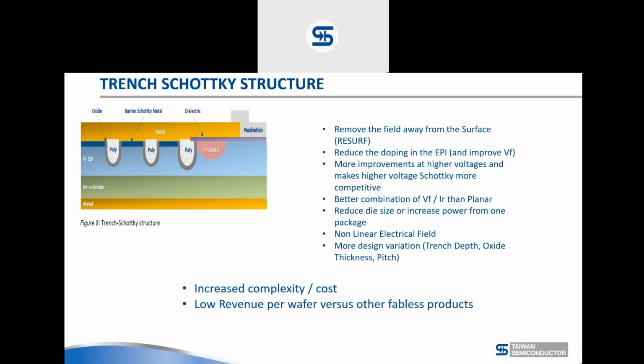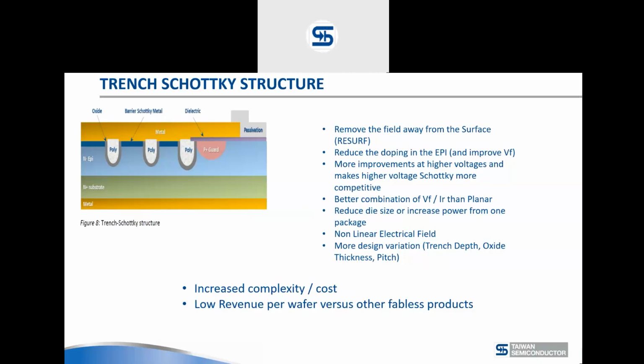And that's also why these days you have higher voltage Schottkys that are significantly more competitive. So if you would define the figure of merit of a Schottky diode as the multiplication of the VF and the IR, then obviously the figure of merit of trench Schottky is better than planar. So you will have either a better VF for a certain die size, or for a certain VF a better IR. So you can reduce the die size with the trench Schottky, but you can also, for example, increase the power for one package.